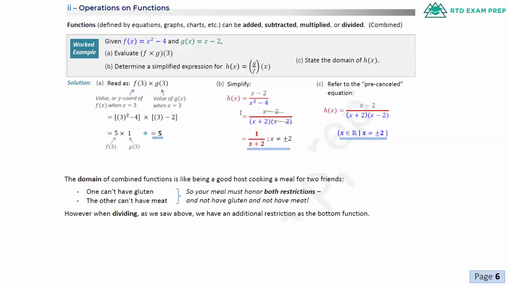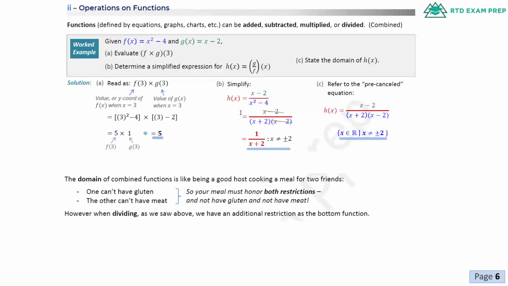Now we're going to look at operations on functions. This means taking functions given to us either as equations or graphs or charts, and then adding, subtracting, multiplying, or dividing them together. There are a few different ways we can do this, and we're going to start off with some mostly algebraic work. In this first worked example, we are given f of x equal to x squared minus 4 and g of x equal to x minus 2.